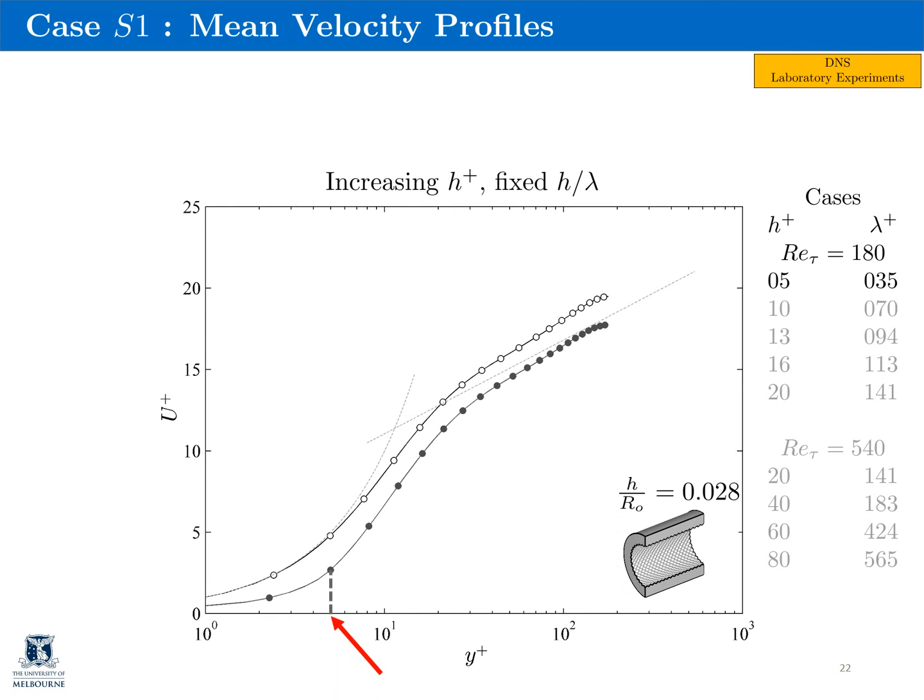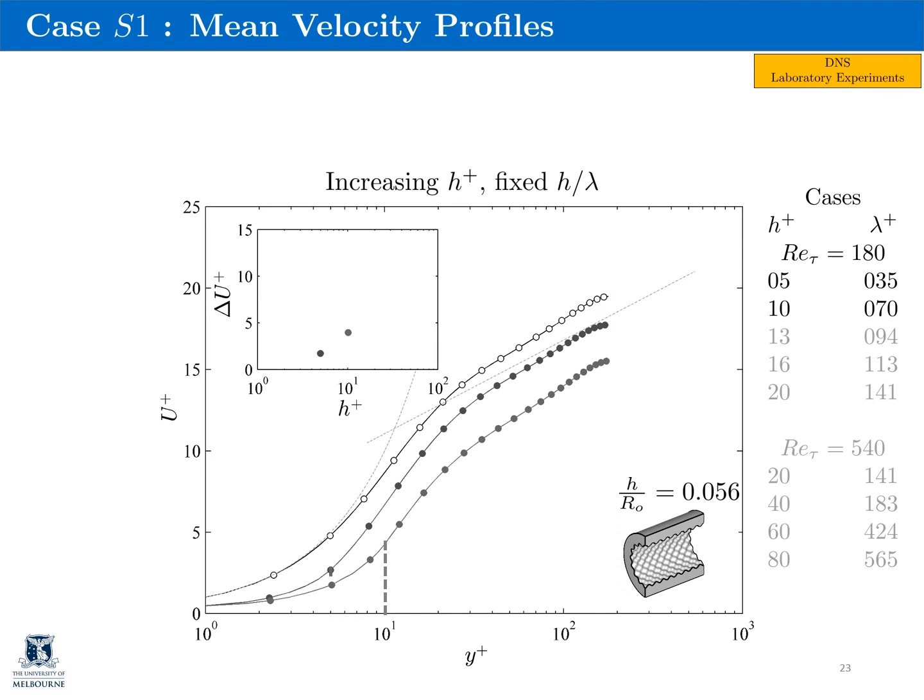This is the mean velocity profile for case h+ = 5, and the vertical dashed line demarcates the crest of the roughness elements. You can see that there is a downward shift in the mean velocity profile, and this is quantified by the roughness function, Δu+. I can then plot the roughness function against the height of the roughness elements in the inset plot.